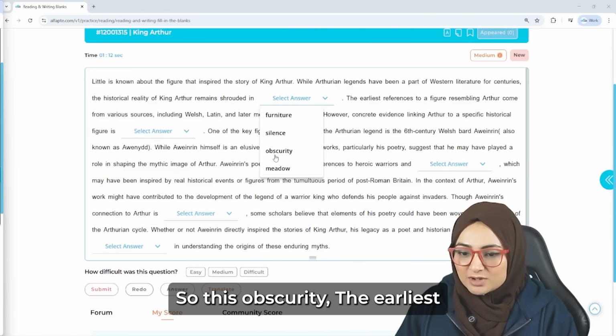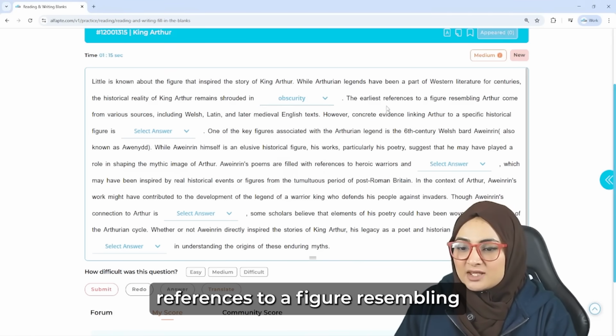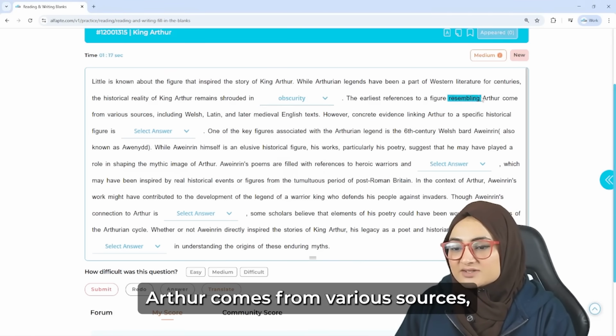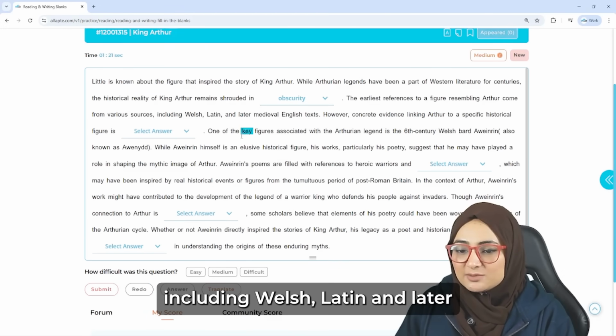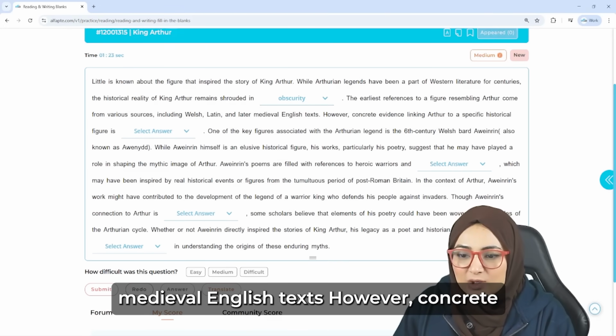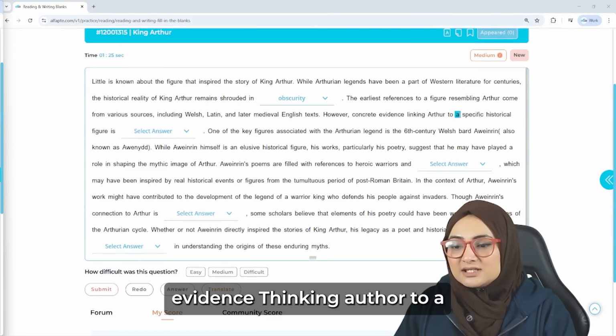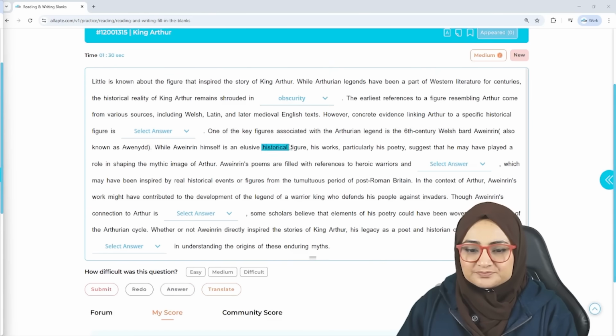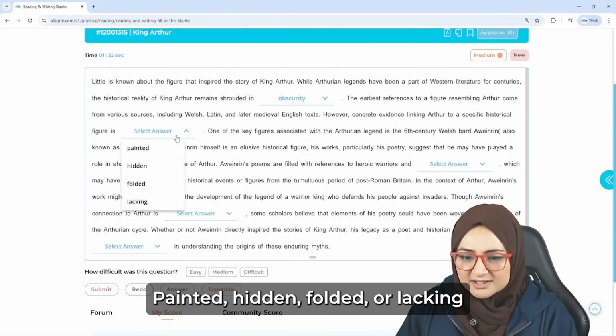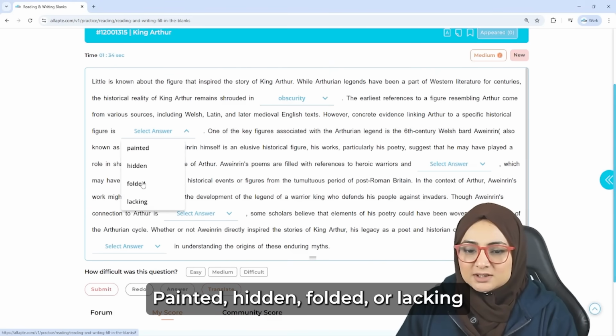So this obscurity. The earliest references to a figure resembling Arthur comes from various sources, including Welsh, Latin, and later medieval English texts. However, concrete evidence linking Arthur to a specific historical figure is painted, hidden, folded, or lacking.